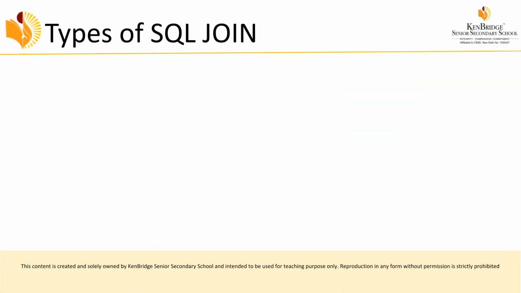Now we are going to see the remaining types of SQL join. Already we have seen the left join, full outer join, inner join, and right outer join. Everything we have seen in our previous videos. So in this video we are going to see the remaining types. Let's see what the remaining types of SQL joins are.